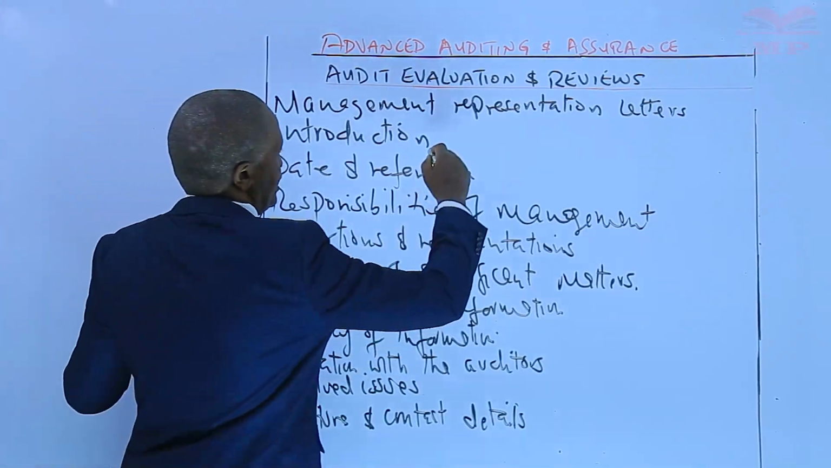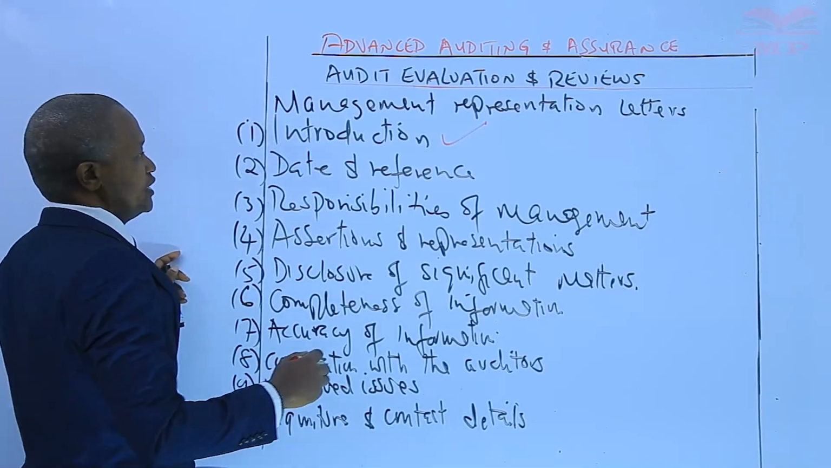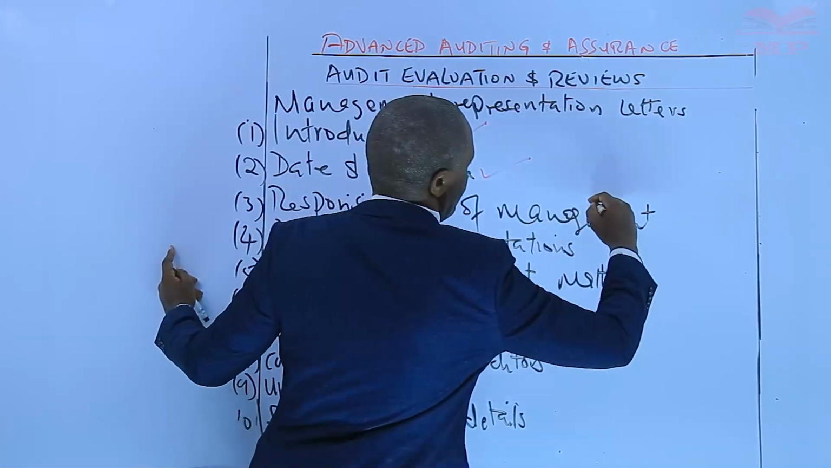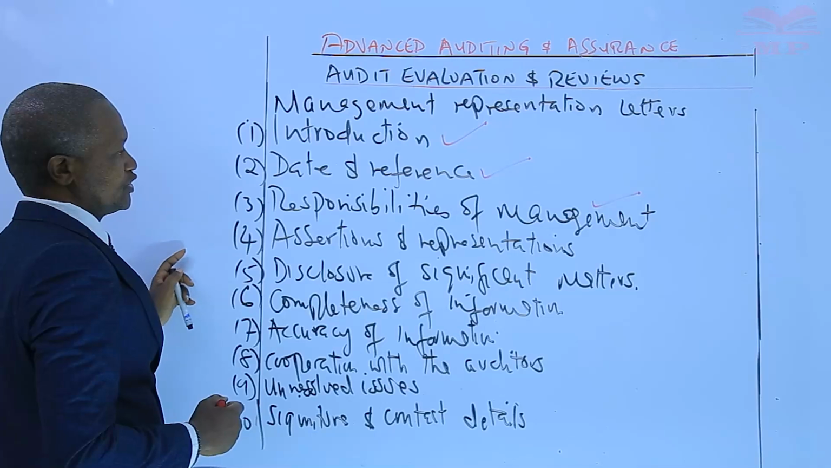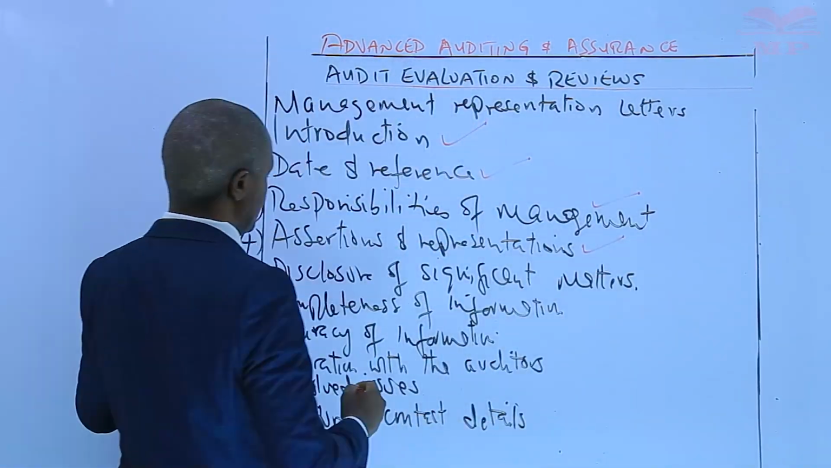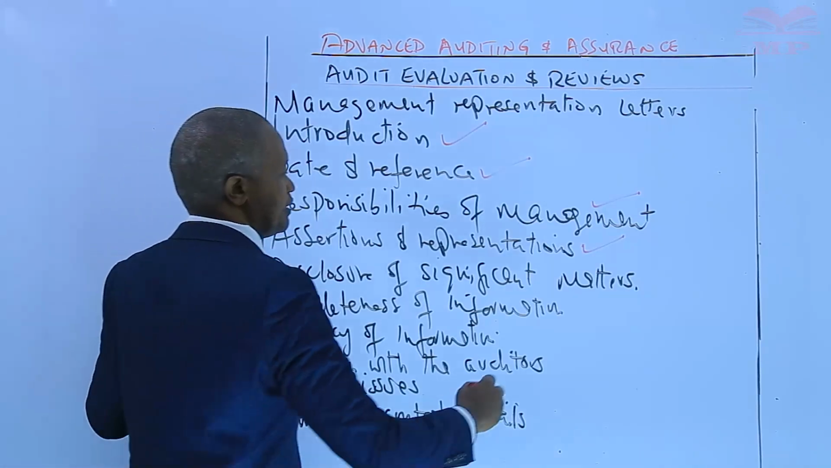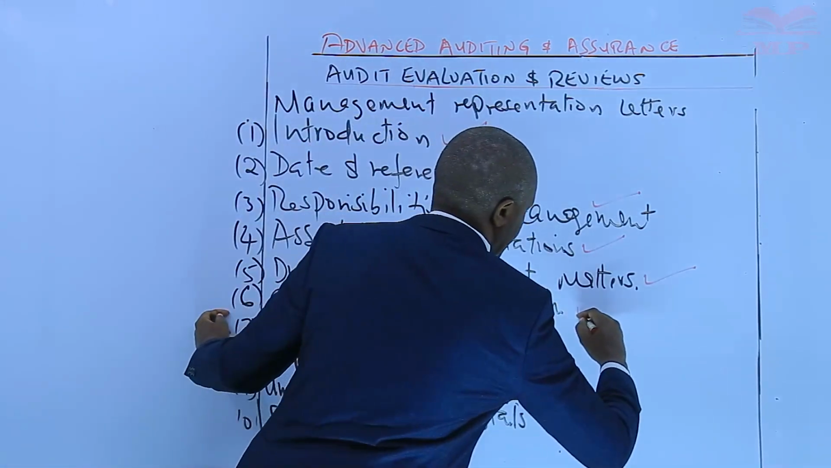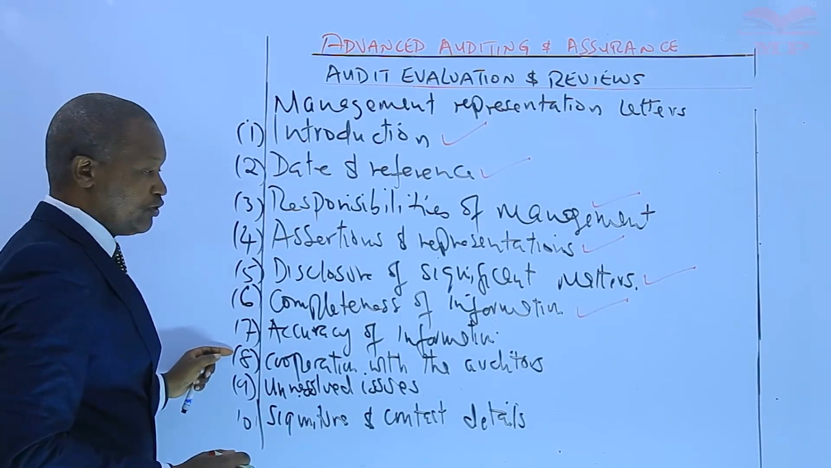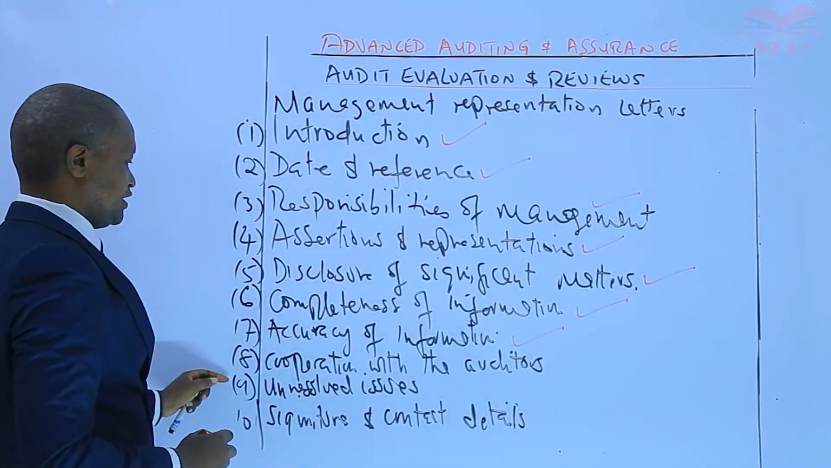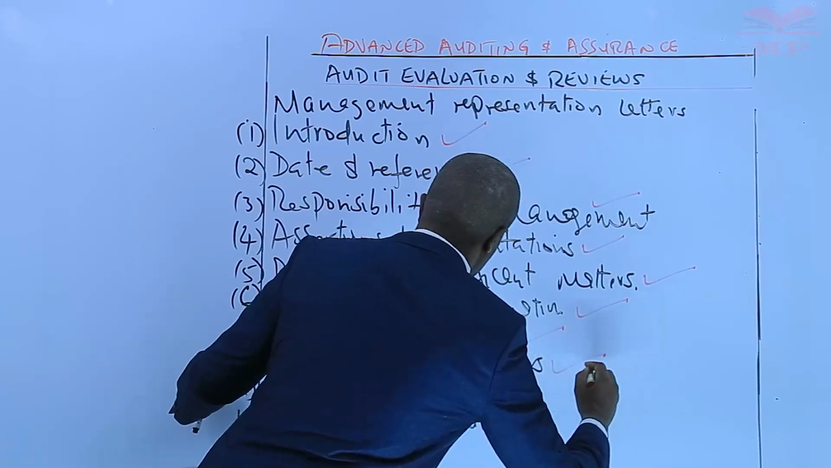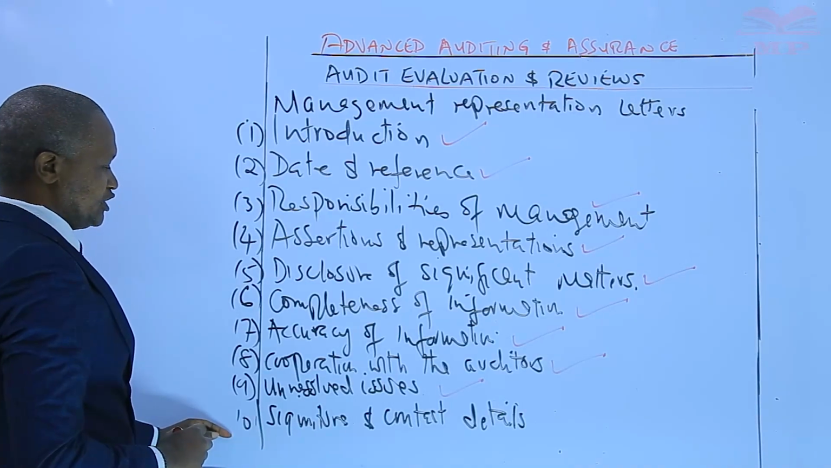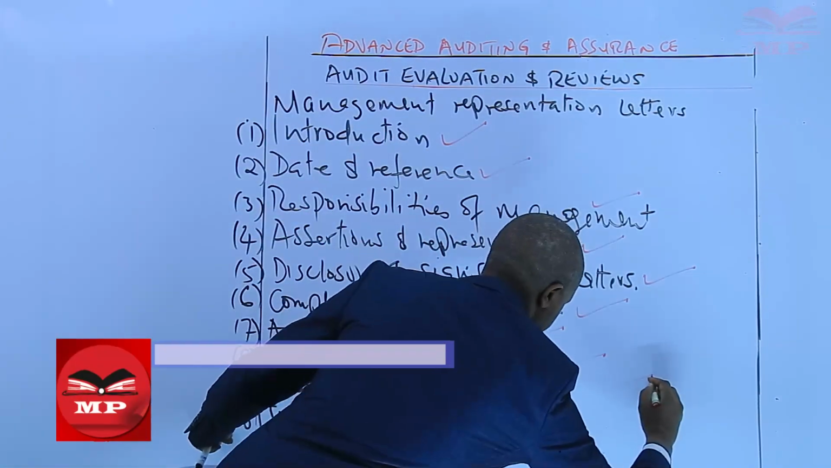Number 1, introduction. Number 2, date and reference. Number 3, responsibilities of management. Number 4, assertions and representations. Number 5, disclosure of significant matters. Number 6, completeness of information. Number 7, accuracy of information. Number 8, cooperation with the auditors. Number 9, unresolved issues. And lastly, signature and contact details.